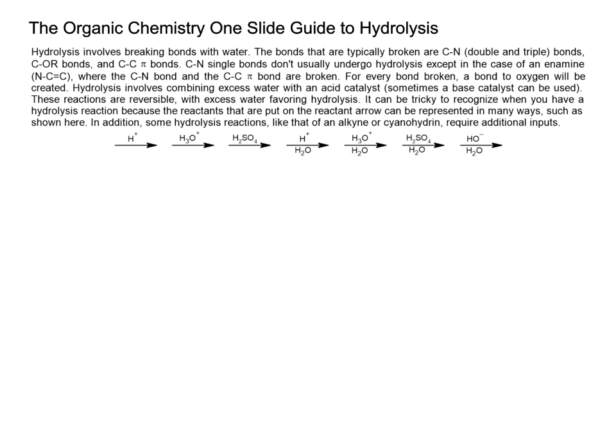We can have H plus or H3O plus to represent a generic acid. We can also use H2SO4 or TsOH or any other specific acid that can be put on the line as well. A lot of the times they'll include both the acid and water. And as mentioned, sometimes we use OH- with water. Some hydrolysis reactions, like that of an alkyne or cyanohydrin, require additional inputs.